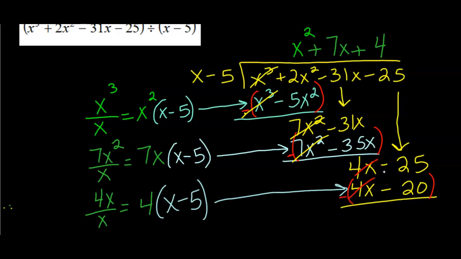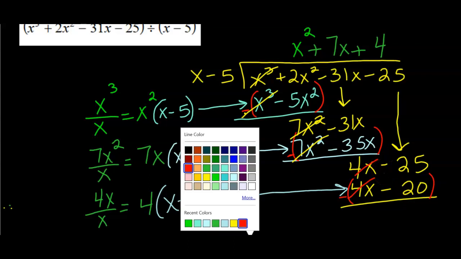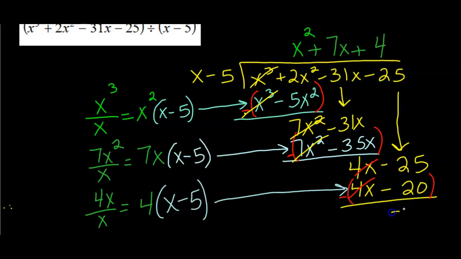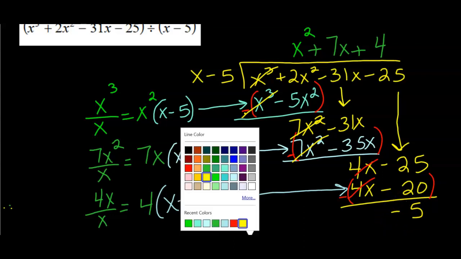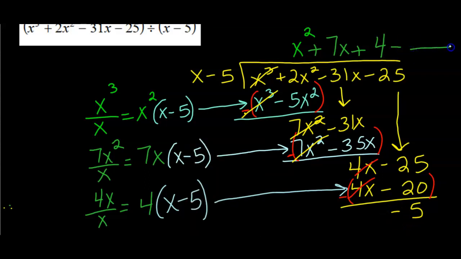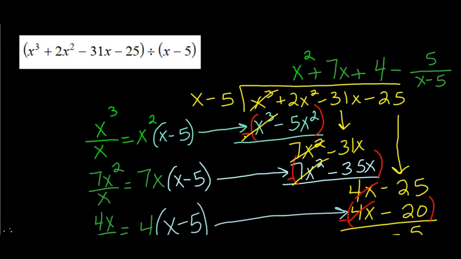Negative 25 minus negative 20. So this is negative 25 plus 20. So this is going to give me negative 5. Okay, so this is my remainder. The way you write your remainder is you just kind of tack it on to the end, but you have to write it over your divisor. So this is my divisor here. So it looks kind of weird when you write it. It's a negative 5, so I'm going to do minus my fraction, 5 over x minus 5. Okay, so this green part right here, this is your answer. This is your whole quotient.